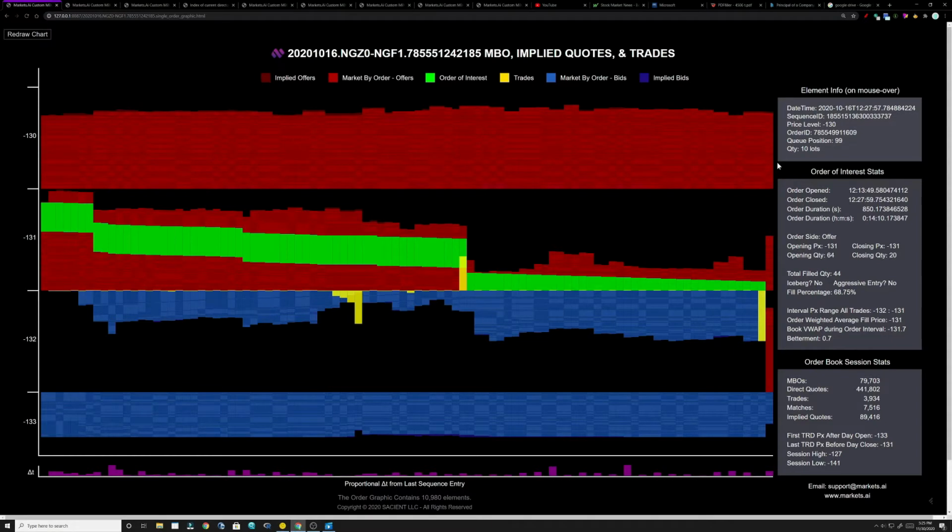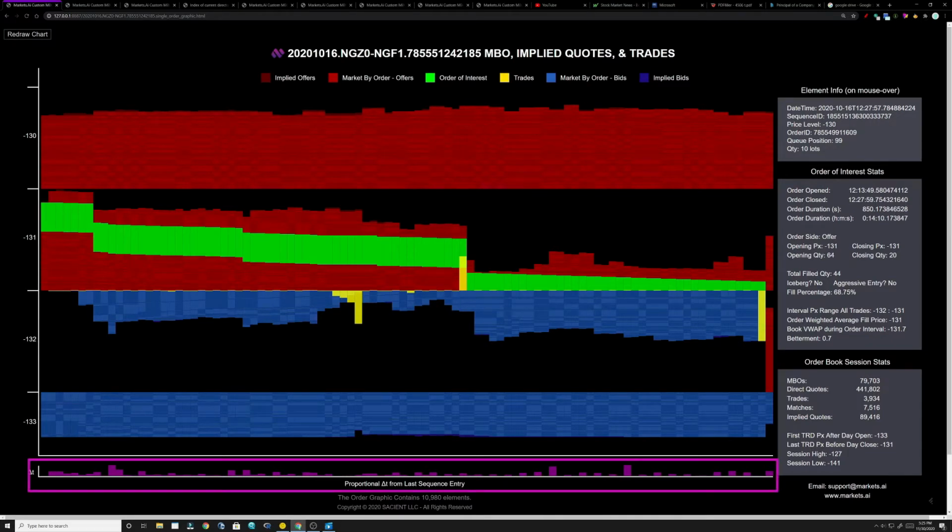I think now we can talk a little bit about this simple order and just sort of qualitatively make some observations. So I like the order because it expresses no tremendous sense of urgency. It is purely passive, so we're not losing ticks to aggressive behavior. And it rests and gains 44 lots of fill.